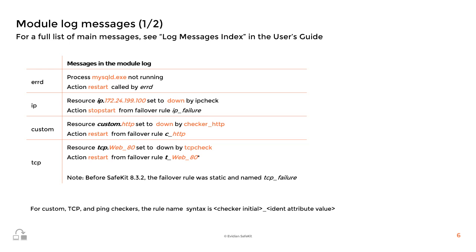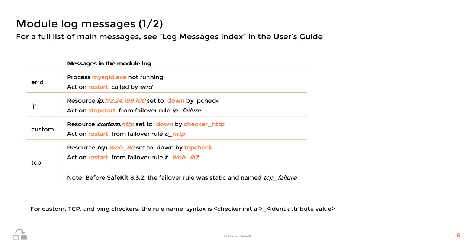Secondly, the IP message shows that the virtual IP checker has set its resource to down, meaning that either there was a duplicate virtual IP on the network or the virtual IP has been removed. The action stop-start has been triggered from the failover rule IP_failure to reconfigure the virtual IP. Thirdly, the resource custom.http has been set to down by a custom checker, and an action restart has been initiated from the failover rule c_http to restart the application.